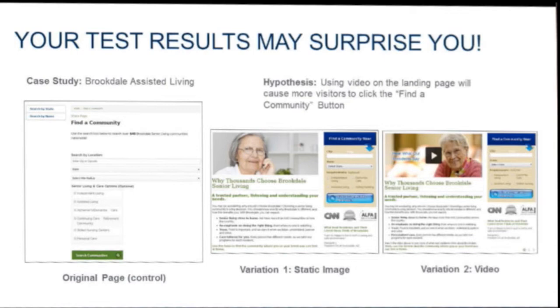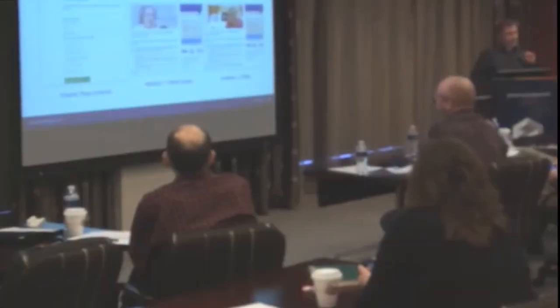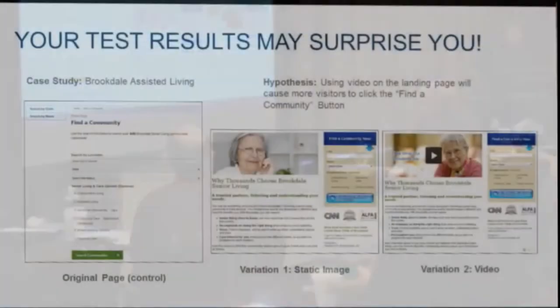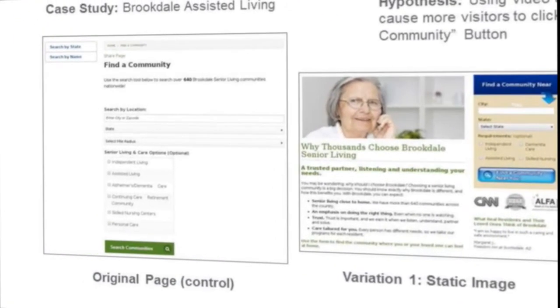So their hypothesis was using video on a landing page will cause more visitors to click the Find a Community button. That was the goal of their test and their hypothesis. So they created 2 different variations, and they're quite nice, really. They moved the call to action higher up on the page. They used bulleted benefit statements. And so these 2 pages are exactly identical. One uses a static image, the other one uses video.